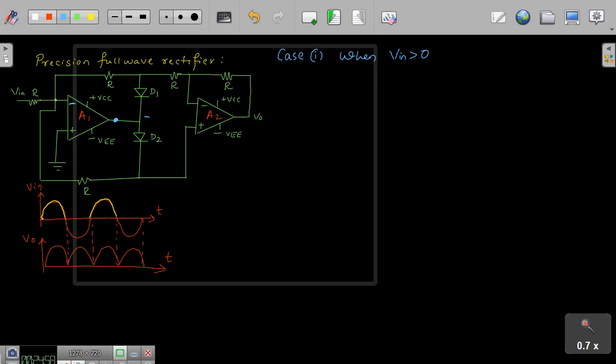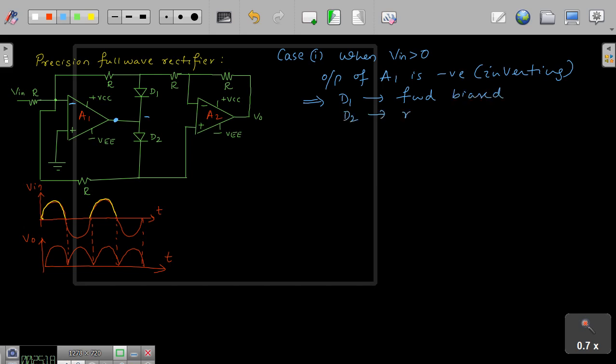So when V in is greater than 0, the output of A1 is negative, that is inverting. So this will make D1 forward biased and D2 reverse biased. D1 is forward biased, D2 is reverse biased.